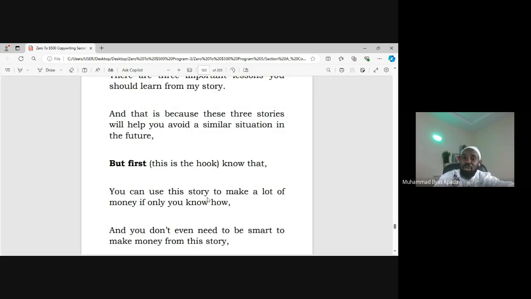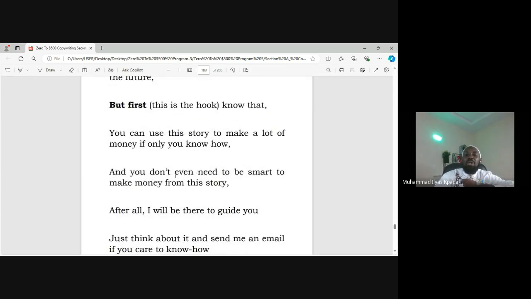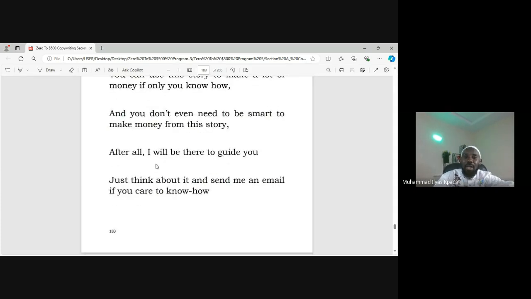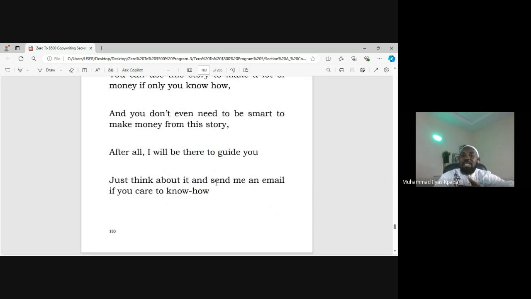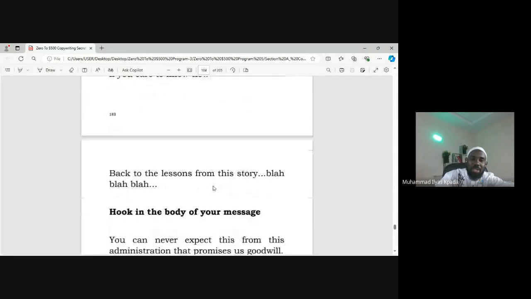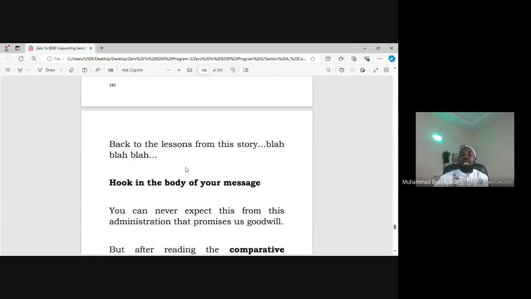You can use this story to make a lot of money if you know how. And you don't even need to be smart to make money from this story. After all, I will be there to guide you. Just think about it and send me an email if you care to know. Hook at the beginning, right? Back to the lessons from this story, blah, blah, blah, all that.